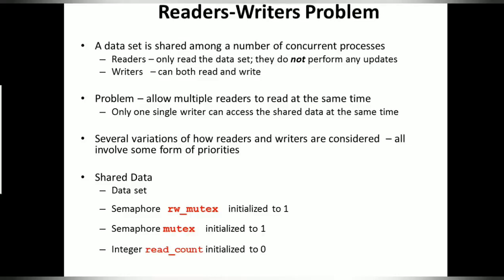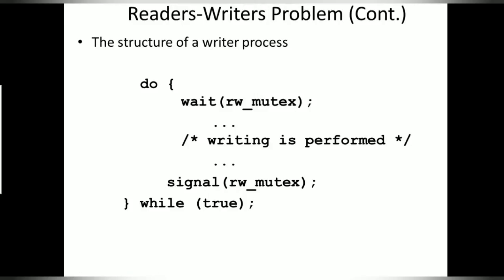Now we have the three shared data items: the read-write mutex, and the other one, the mutex that ensures mutual exclusion, and we also have another integer variable, reader count, that counts the number of readers. Now let us look into the algorithm. This is the writer process algorithm.